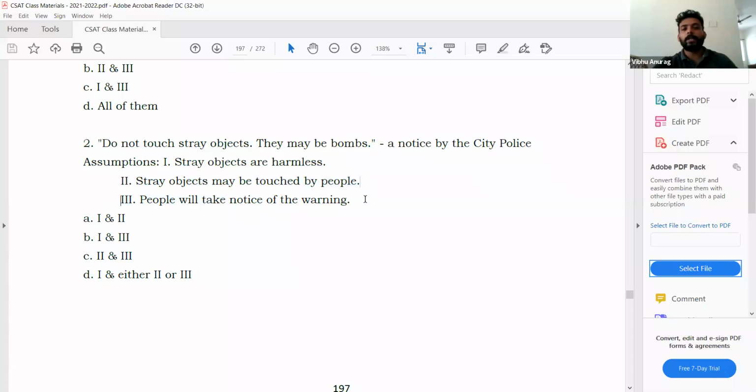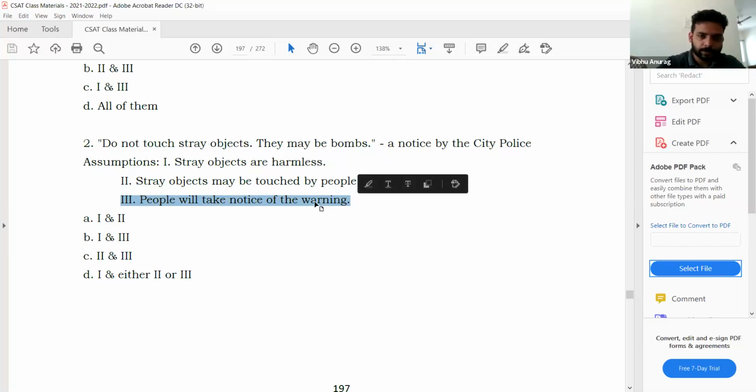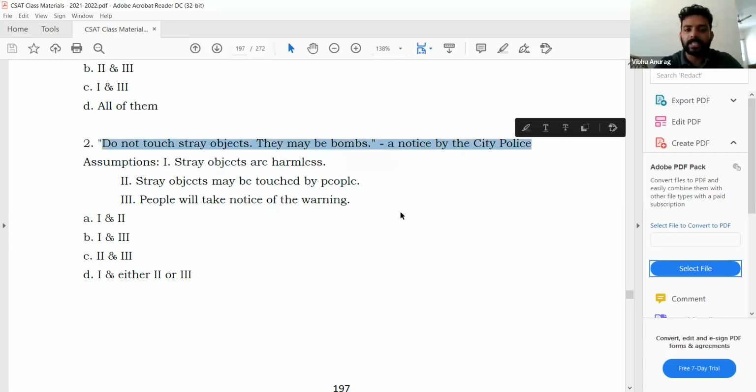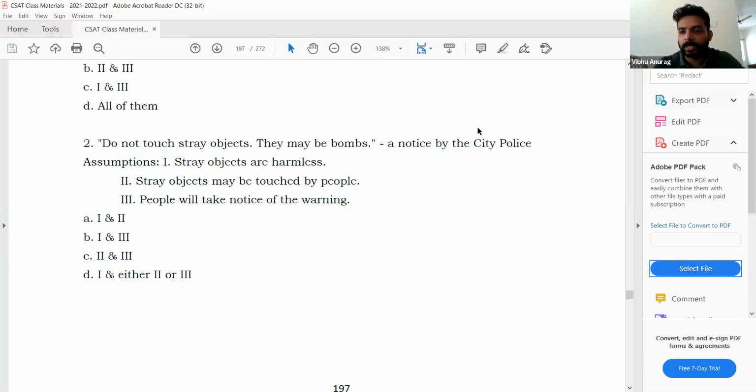Third one, people will take notice of the warning. Do they believe people will take notice of the warning? What do you think and why? They have given a notice. Do you think they believe that people will take notice? Answer is yes. They believe that people will take notice of the warning. Exactly, because it was given in the first place. The very fact that they have issued a notice means they believe people will see it. Because if they believe people will not see it, there is no point in giving it.